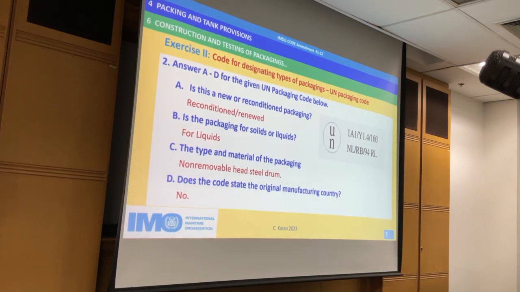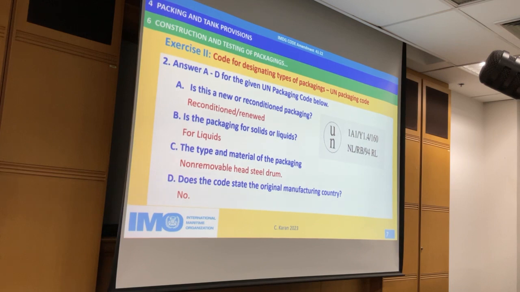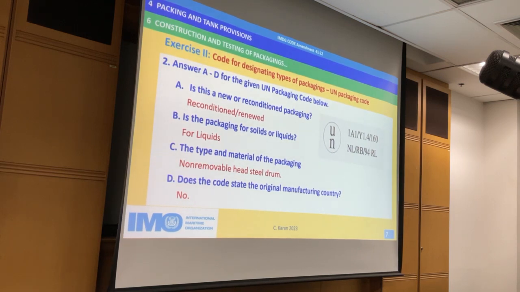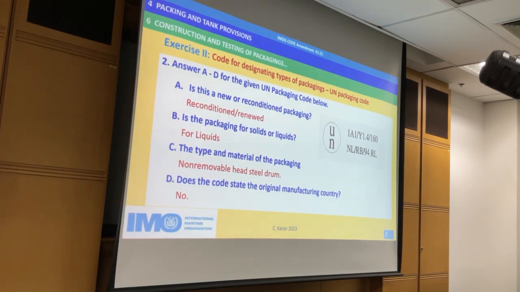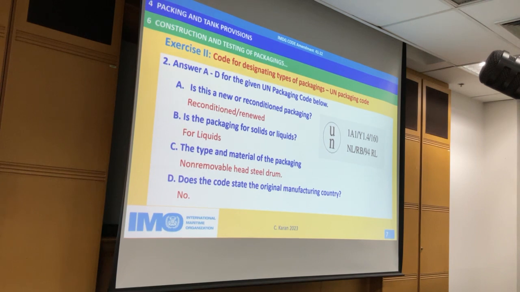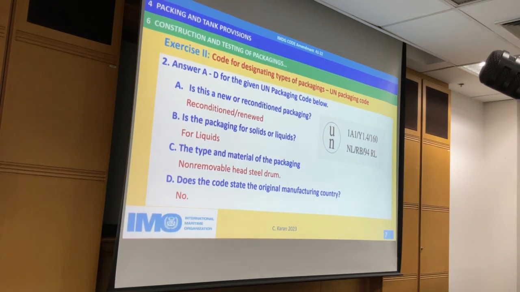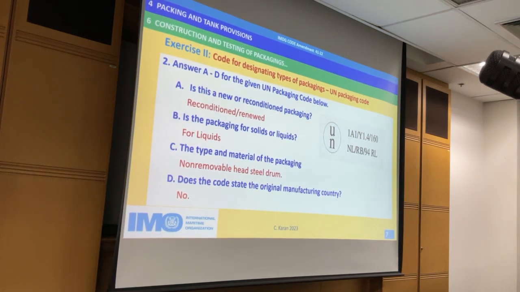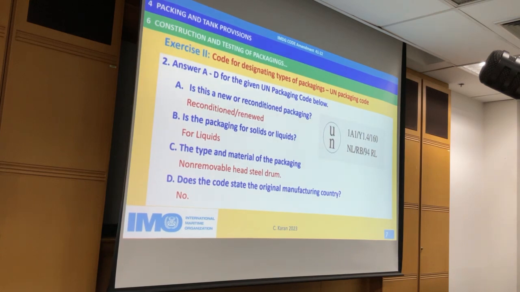Does the code state the original manufacturing country? No, because this is the country which makes the renewal. Sometimes we might see both country names, the origin and the renewal country, but mostly we see only one country name, and if it's renewed, it's the country which renews it.